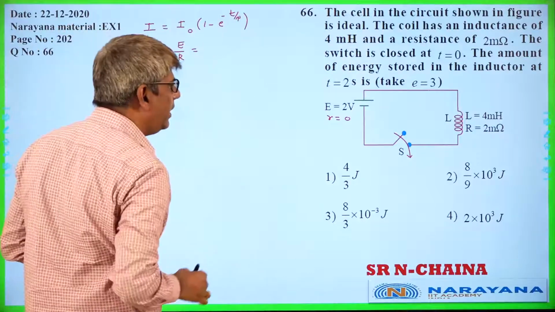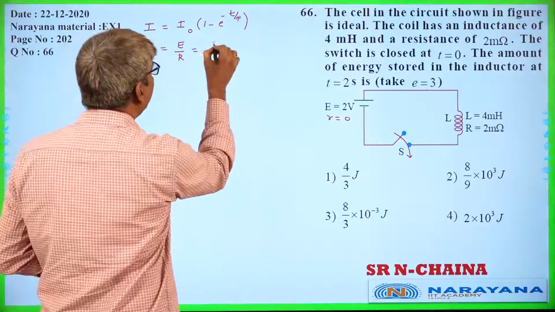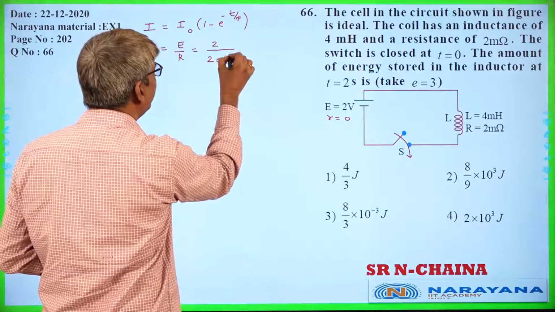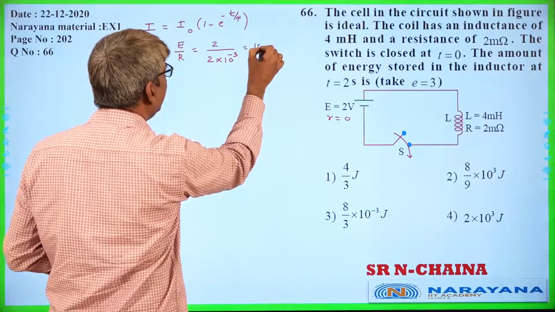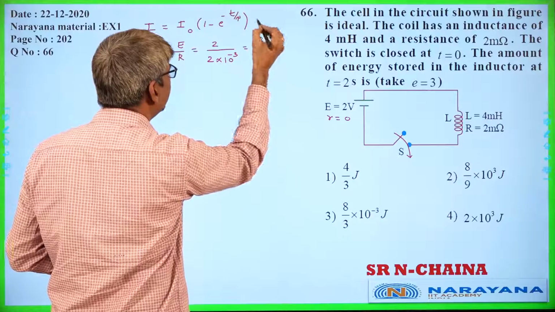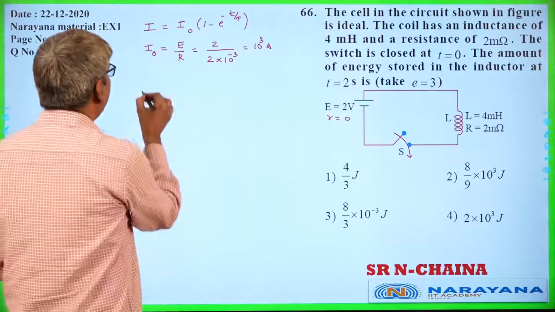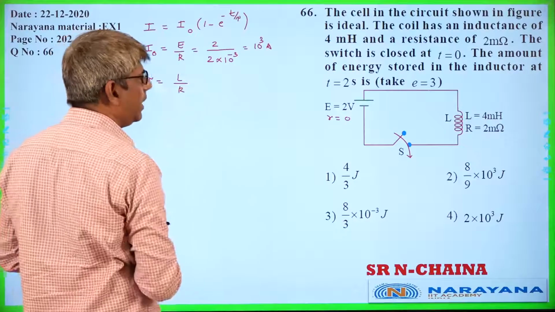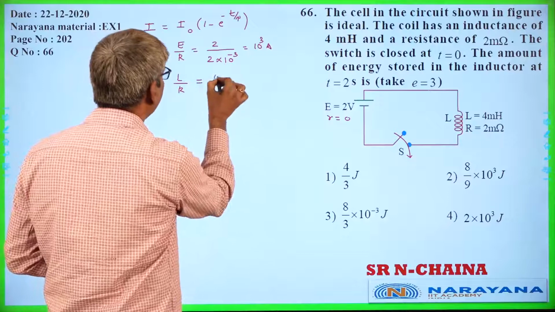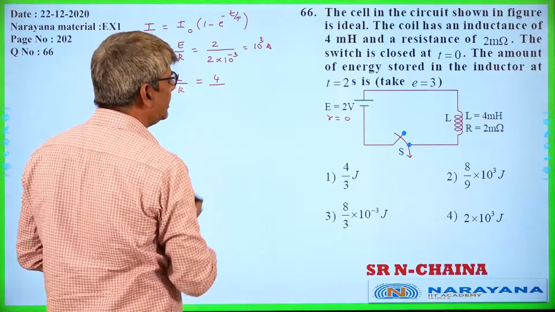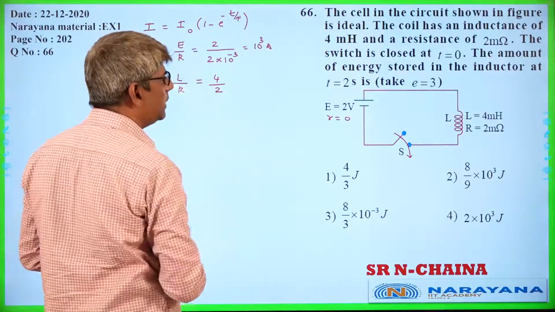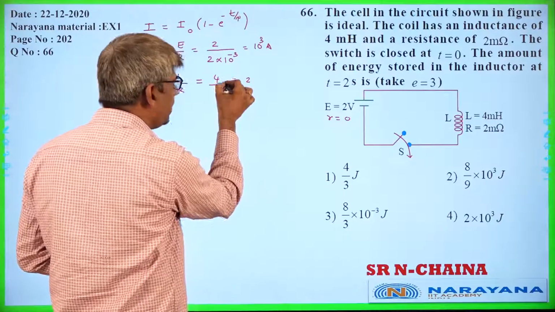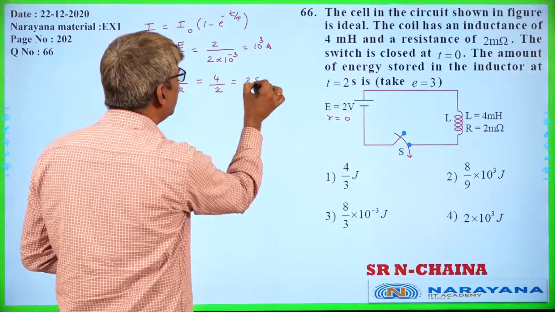What is the value of E given? E is 2 and R is 2 milliohms, that is 10 power minus 3. So we get I0 as 10 cube amperes. Now tau is equal to L by R. L is 4 and R is equal to 2. This is milli in both, so they cancel out, which is equal to 2 seconds.